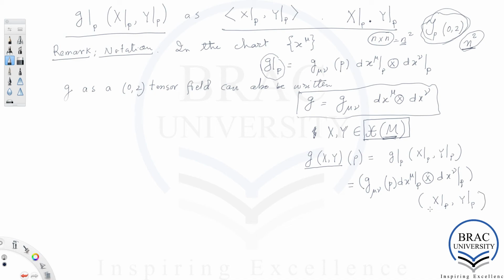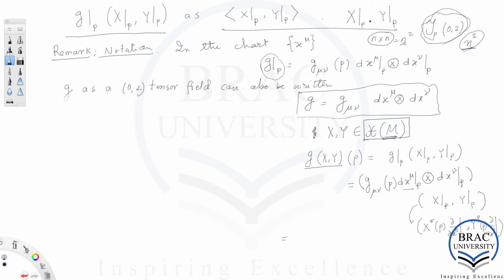These tangent vectors, if I write them in terms of components, can be written down as x sigma at p del by del x sigma at p, and this one, with a different index, as y rho at p and del by del x rho restricted to p.